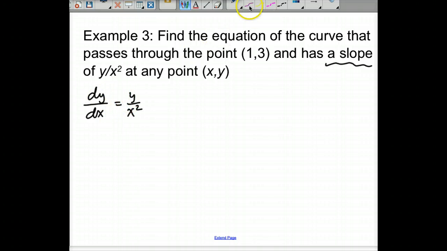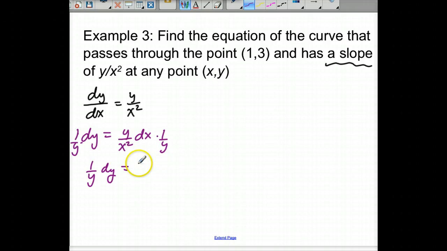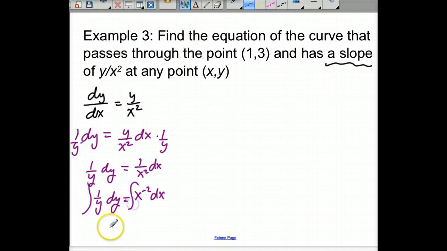So we're going to separate our variables, multiply both sides by dx, divide both sides by y. So we have 1 over y dy equals 1 over x squared dx. I'm going to rewrite that 1 over x squared as x to the negative 2. Because I know my next step is to integrate, and I want it in a form for integrating.